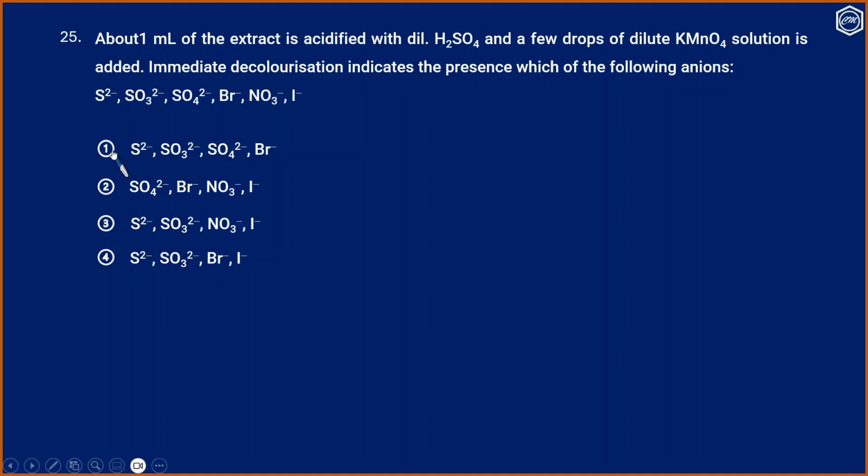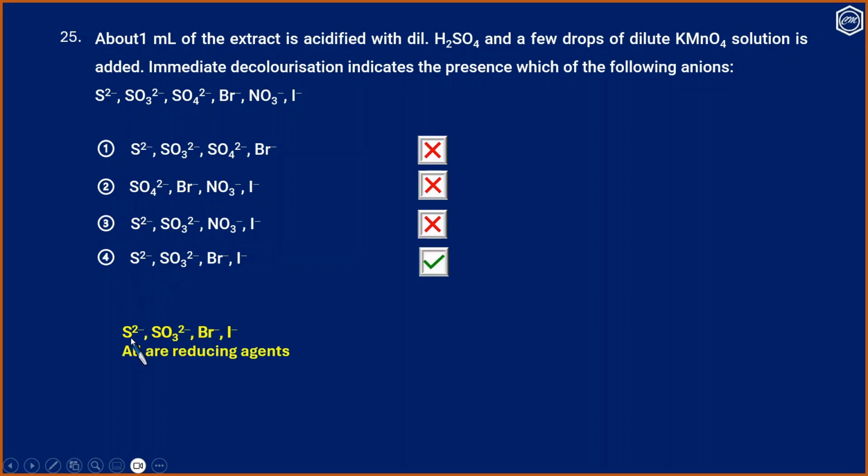Option 1 includes sulfate, and we know that sulfate will not decolorize potassium permanganate, so we can eliminate that. In the second option also sulfate is there. And in the third option, nitrate, and a nitrate cannot be further oxidized, that also may be eliminated. Hence the correct answer is option 4. Sulfide, sulfite, bromide, iodide, all are reducing agents which decolorize potassium permanganate.